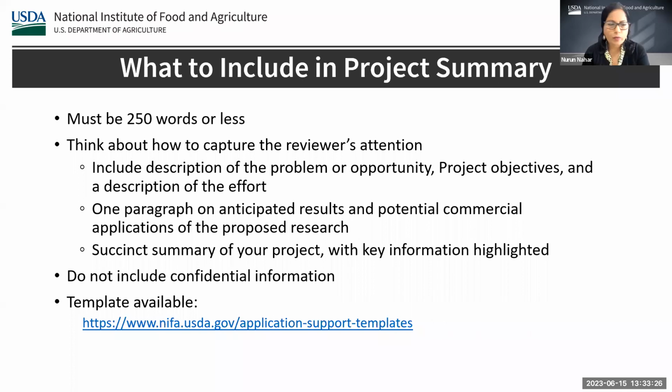And what to include in the project summary? Couple things you could include. First of all, include the description of your problem or the opportunity, what you are proposing, what your project objectives are, and a small description of the effort that you are going to do. You should also include one paragraph of anticipated results or potential commercial application of your proposed research, and then also a summary of your project with key information highlighted, always helpful for a project summary. So these are the things you need to think about when you are putting together your project summary.